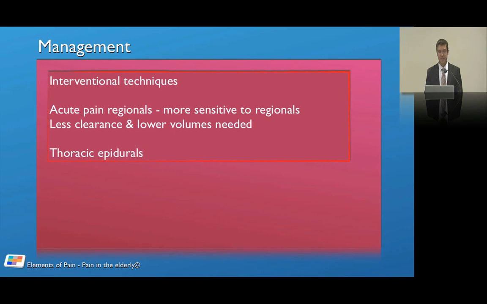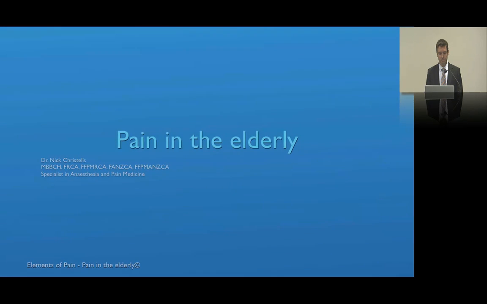Thoracic epidurals can be particularly useful in this group of patients having big thoracic abdominal surgery. So that brings us to the end of this presentation.